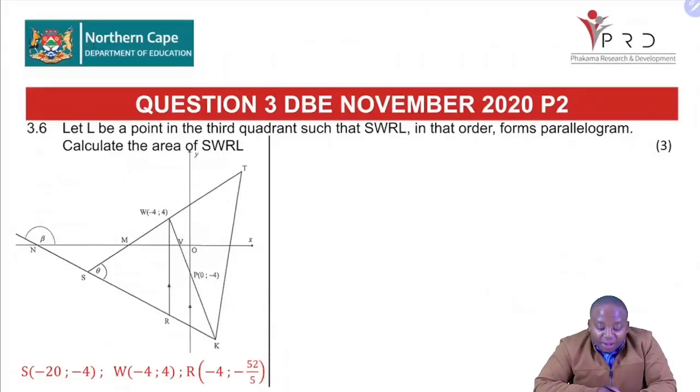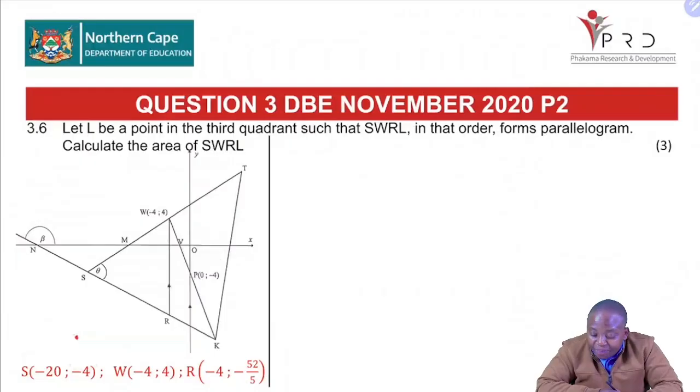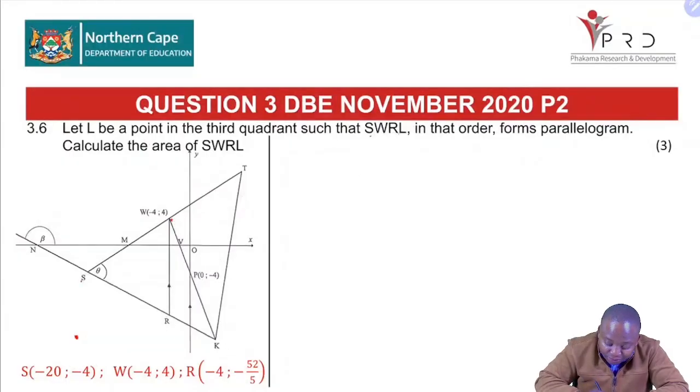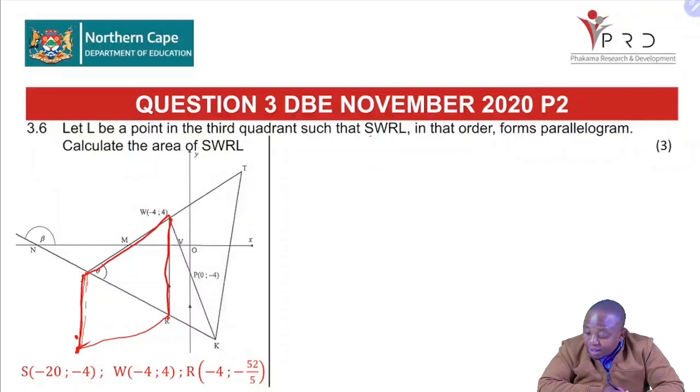Now, we are told in 3.6, let L be the point in the third quadrant. Okay, here's my third quadrant. Have a point L somewhere here, such that WSRL forms a parallelogram. Okay, so it must be a point where we are having a parallelogram, right?